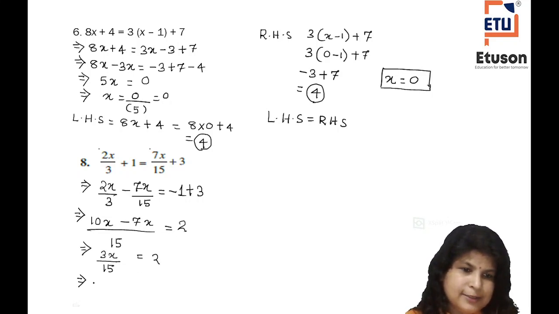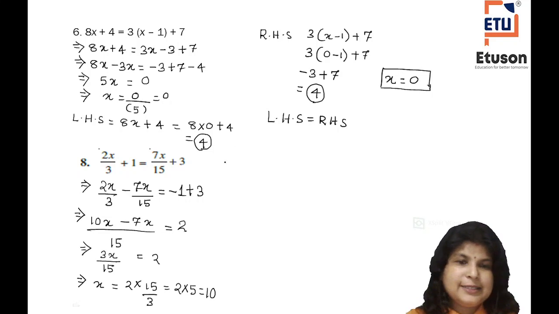So what is the value of x then? x is equal to 2 into 15 divided by 3, which is nothing but equal to 5. So 2 into 5, that is equal to 10. So what is the solution value you have got? x is equal to 10.